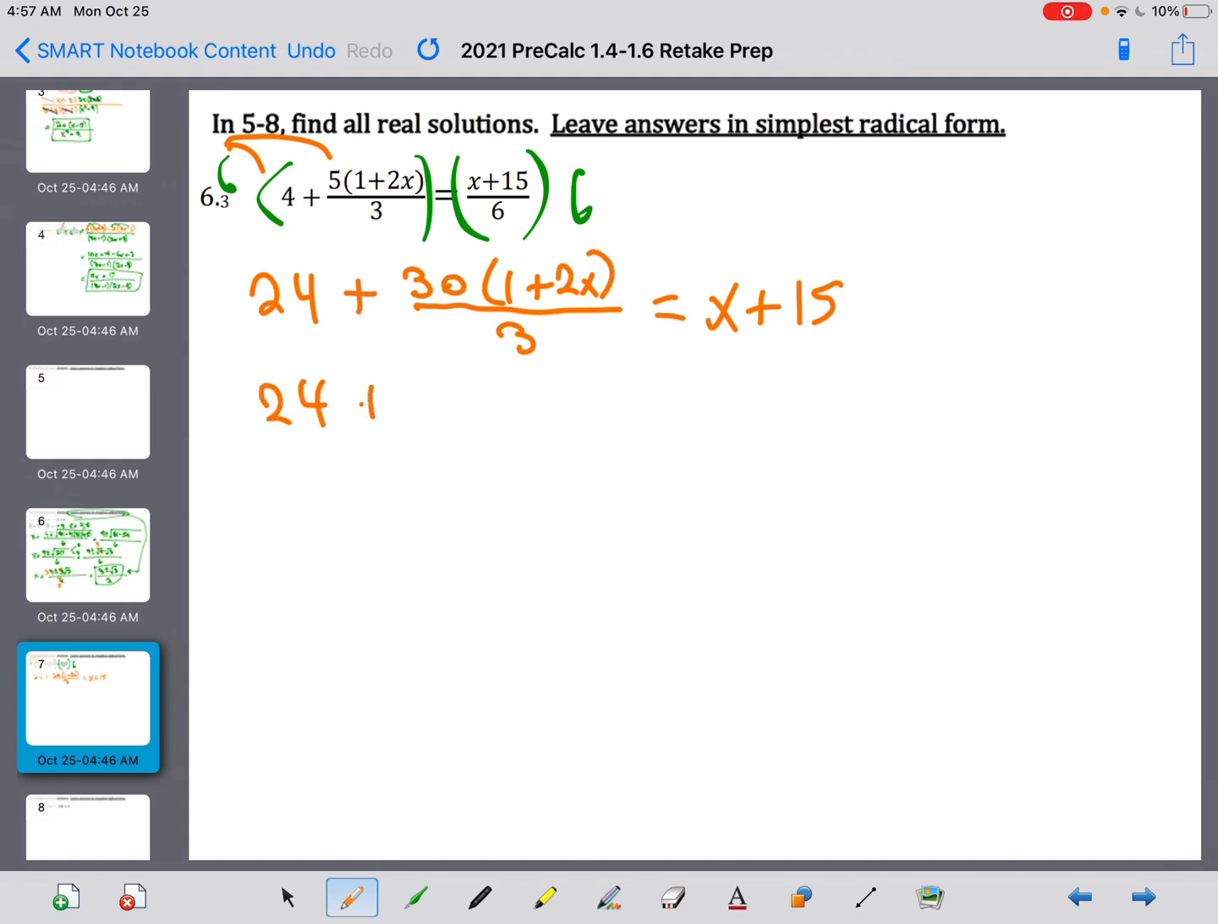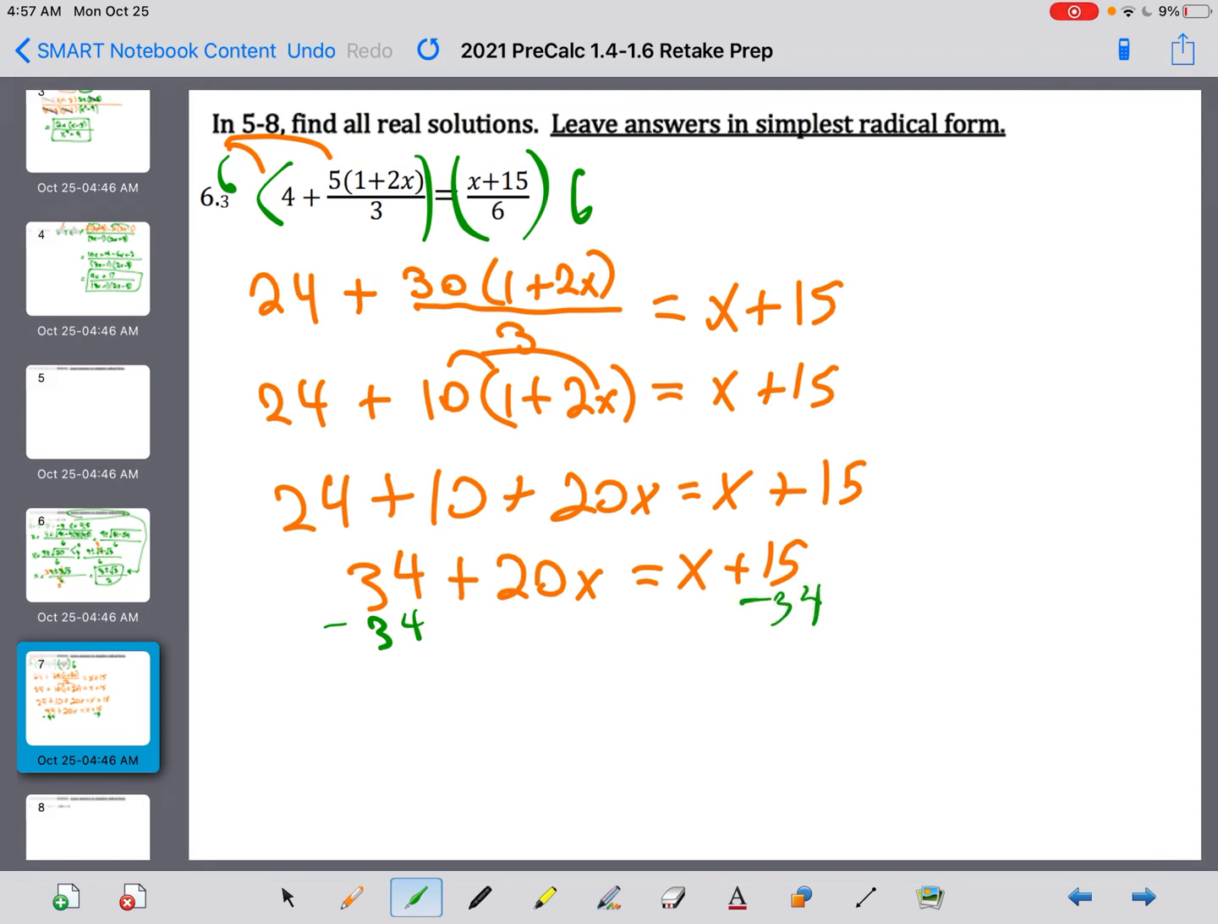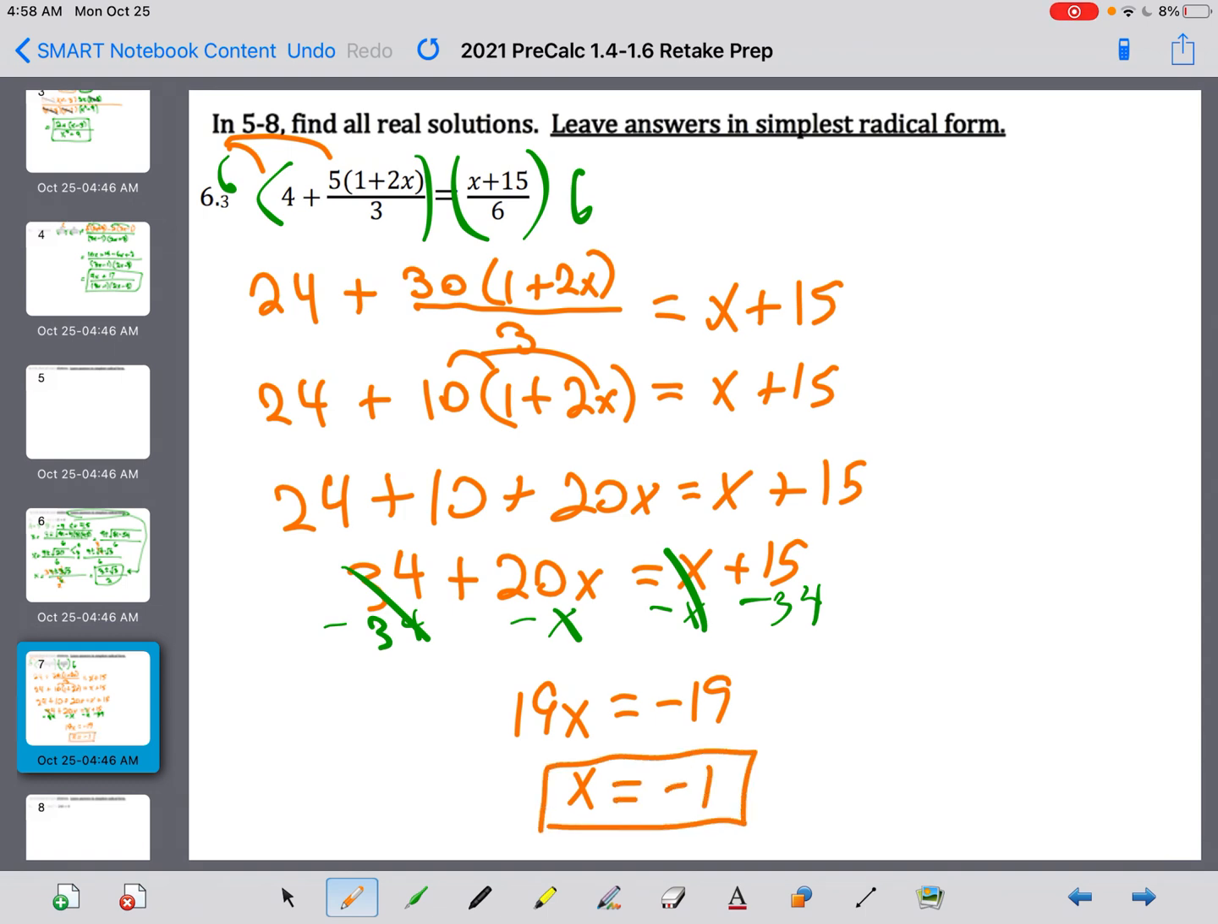We can reduce here. This is going to be 10. I'm going to go a little slow here and do a few rewrites. I'm going to distribute that 10. Okay, I'm going to collect my variables and constants here. I'm going to subtract 34 over. I'm going to subtract this x over. So these are gone, this is gone. So I'm going to get 19x equals negative 19. Oh, this is going to work out quite nicely. They don't always do, but this one does.